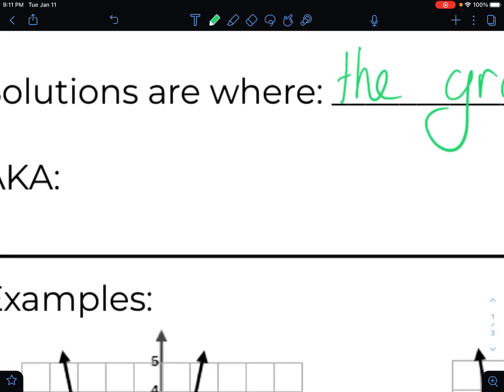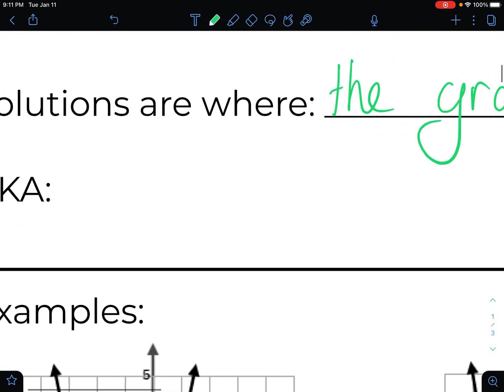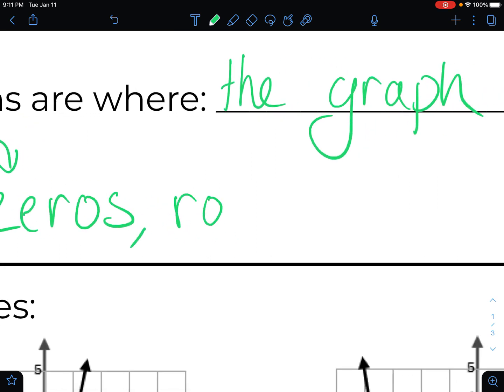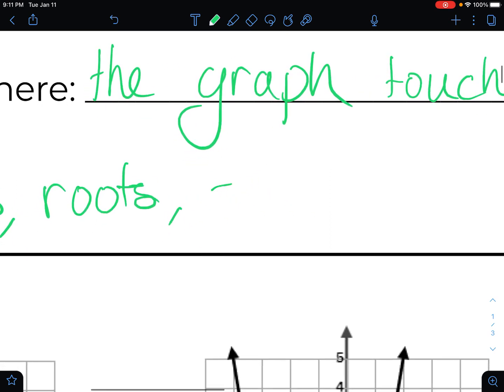So remember, solutions are also known as the zeros, the roots, or the x-intercepts.